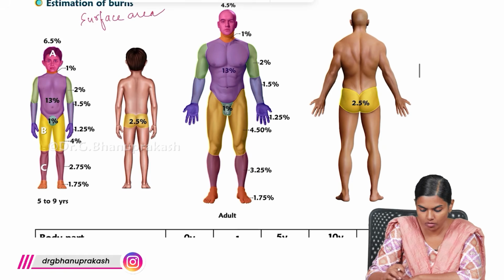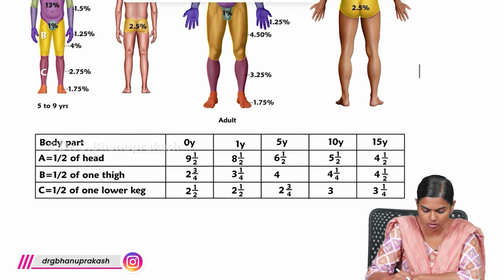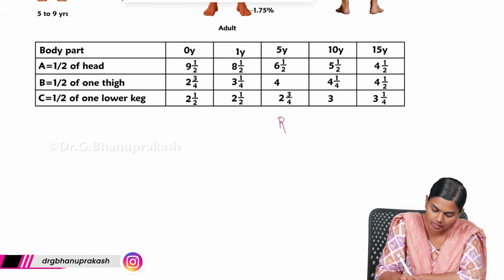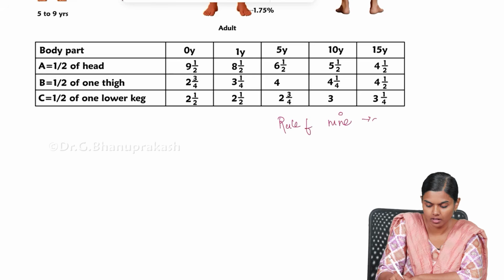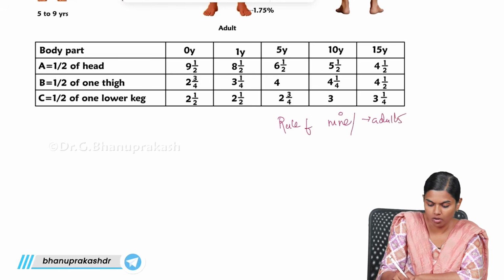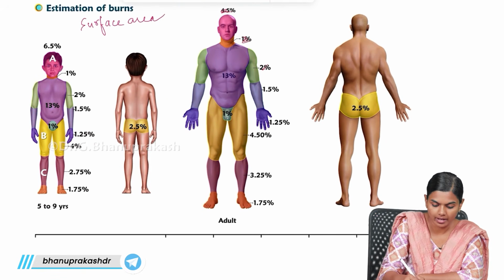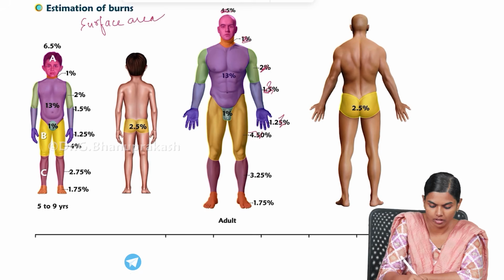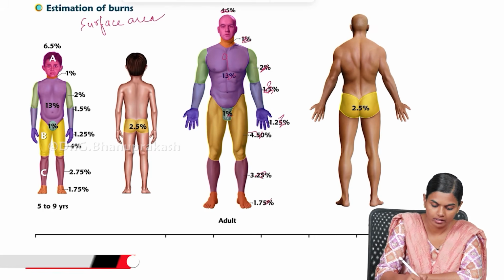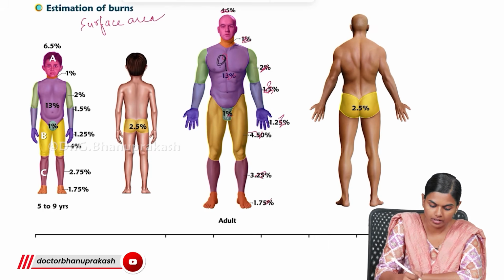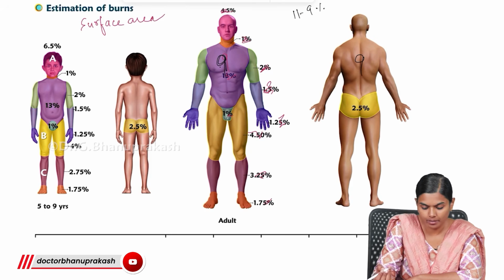So in case of adults, we usually use the rule of 9. So the rule of 9 is used in case of adults, and this is the rule of Wallace. So this is very important. What happens is that you get 9% area, right? So here you get 9% in front, 9% in front, 9% over the back. So you get totally 9% area.